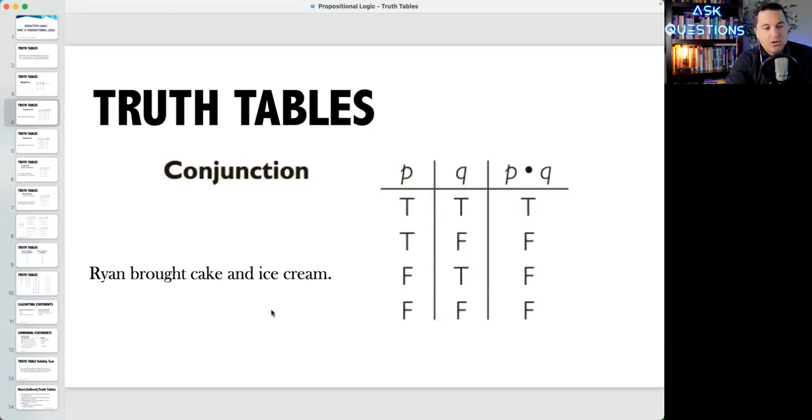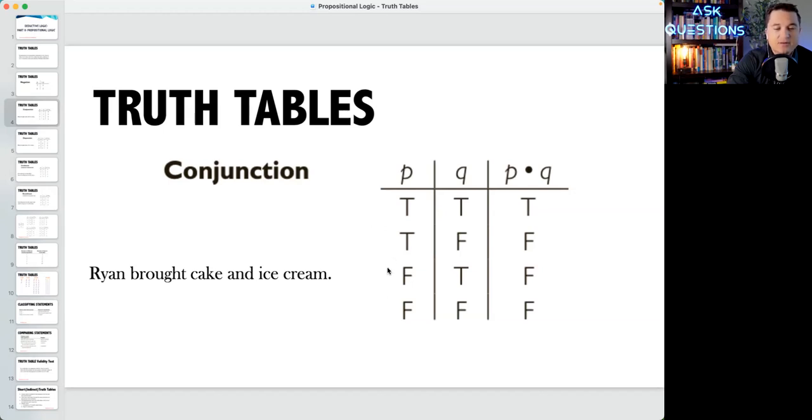Okay. So really, the way that I often think about this truth table for conjunctions with respect to this example is I imagine the four possibilities or four possible worlds. Philosophers love to talk about possible worlds. So in this first world, both P and Q are true. And that's the world where I do what I say. I brought cake and I brought ice cream. And so if I do both those things, then if you were to say this, I brought cake and ice cream, that's true.